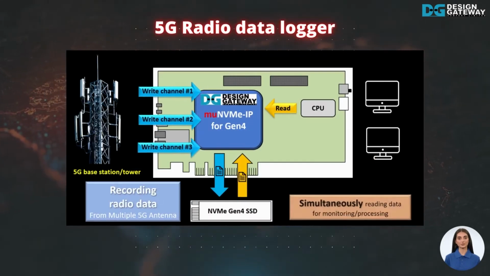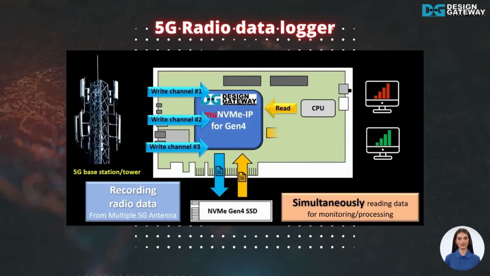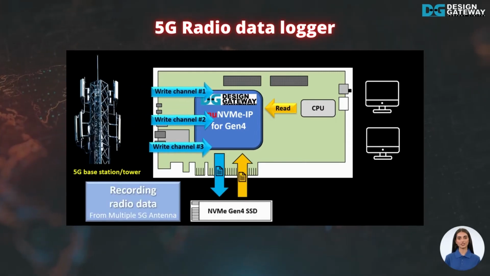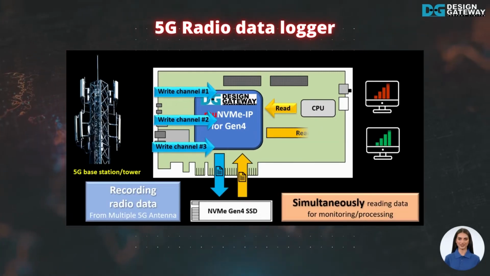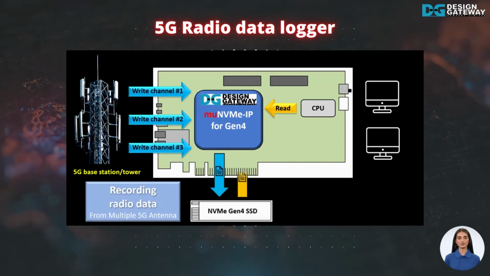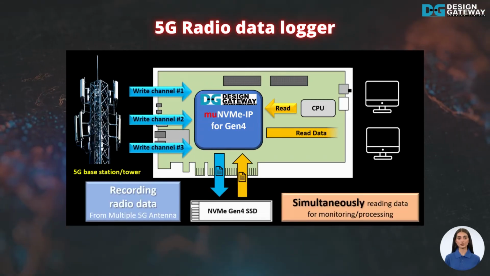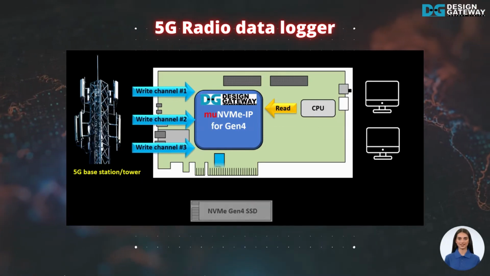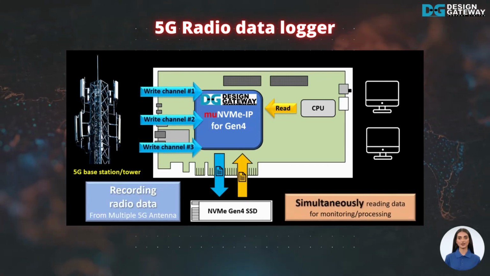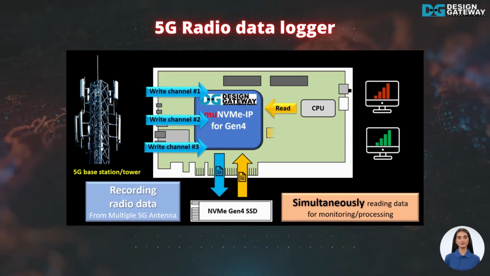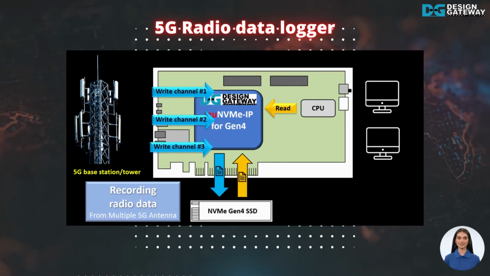Second example application is a 5G radio data logger. Each 5G radio channel is captured at 10 GB sampling per second, which is around 1250 MB per second. Recording multiple 5G radio channels at the same time is possible with the muNVMe-IP core and a high-performance NVMe PCIe Gen4 SSD.